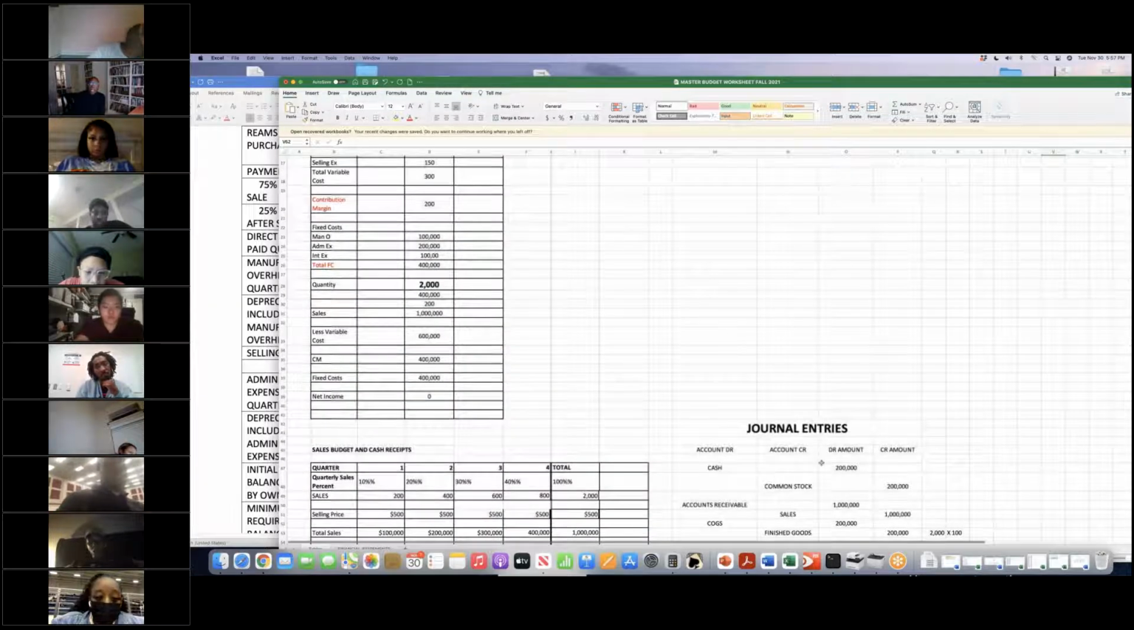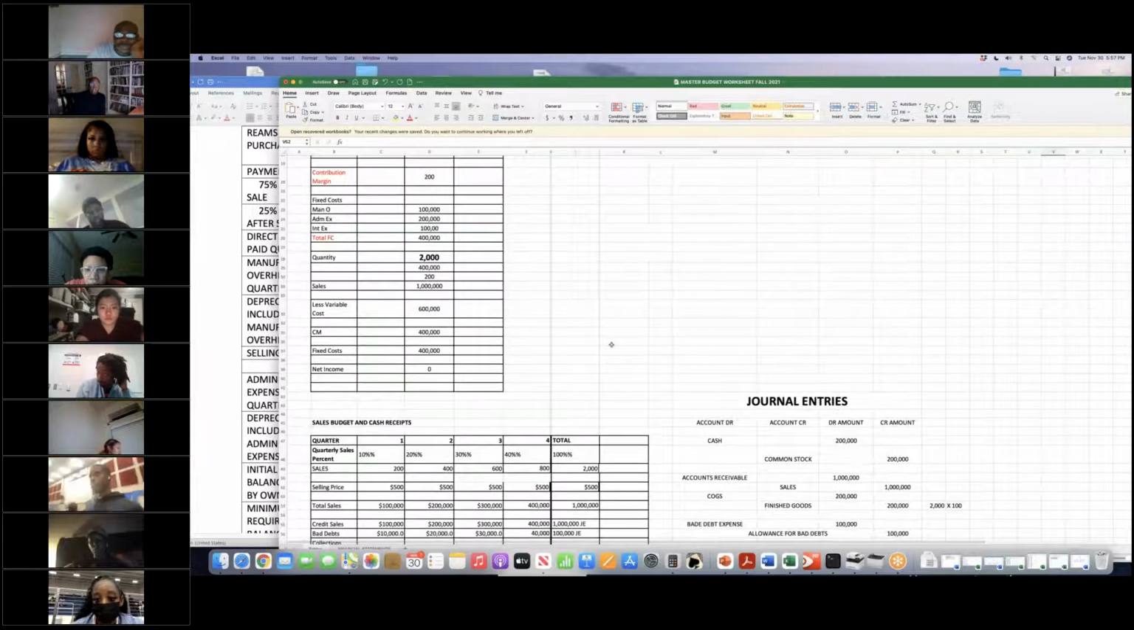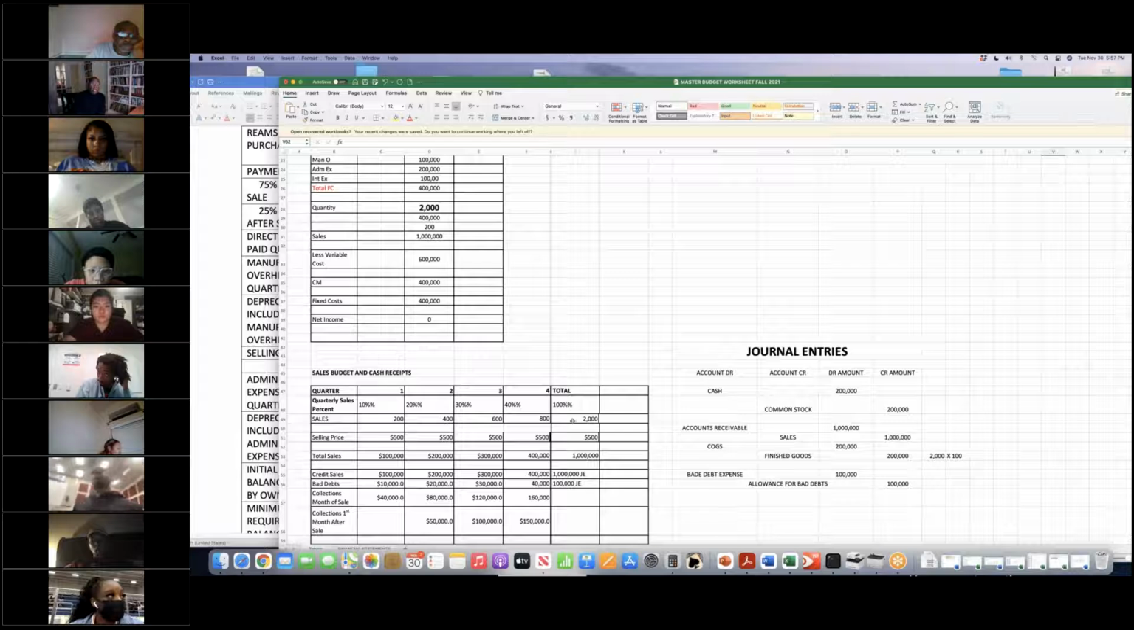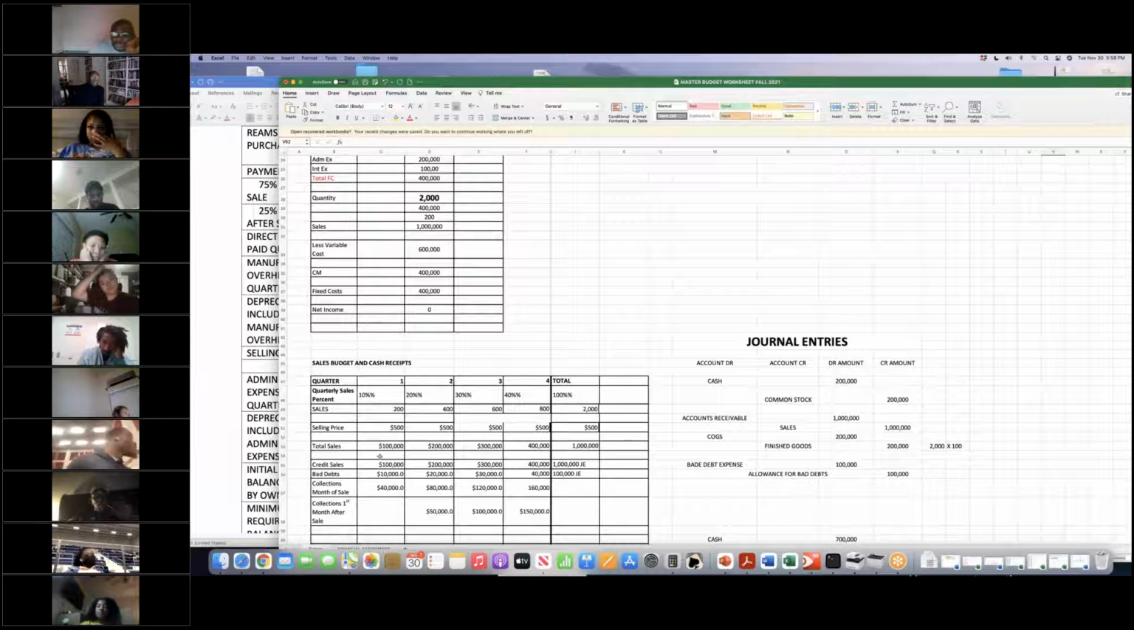So we made the journal entry to start the company. We calculated the quantity needed to break even, proved it, then brought that in here as a quantity to be sold. We broke it down by quarter, how much is selling each quarter, based on our predetermined collection percentages, which we'd have a history of. Selling price was 500. So the sales were 100, 200, 300, 400, $1 million for the whole year. And we made them all credit sales, but we don't collect them all in that year.